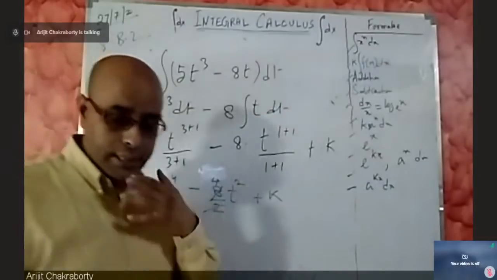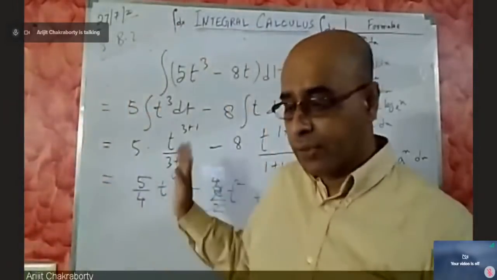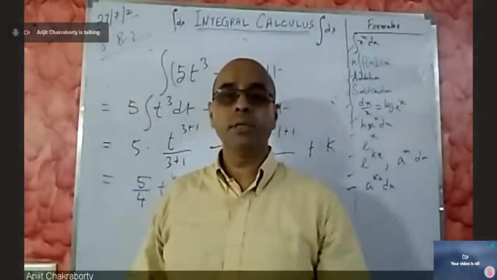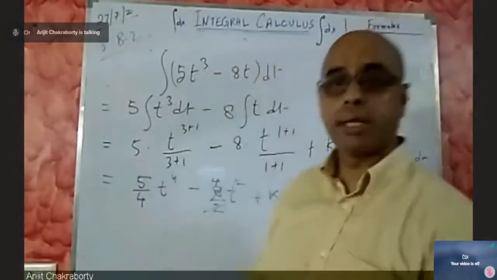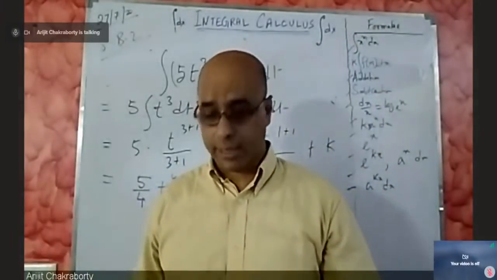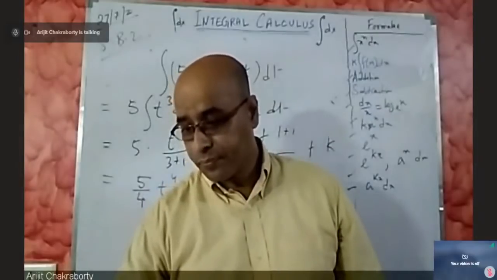Okay, so this, I'm sure you have got it, dear students. This is how we break up these two particular expressions. One is this one, 5t cube minus 8t, and the other one which I did just now, that is the fifth root of x. Right.